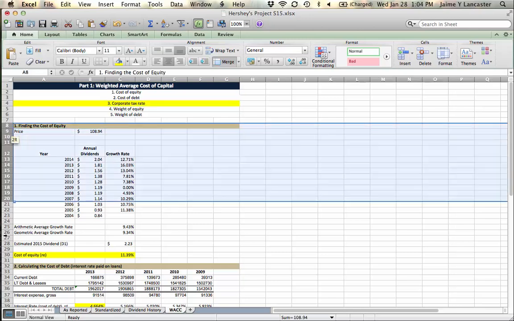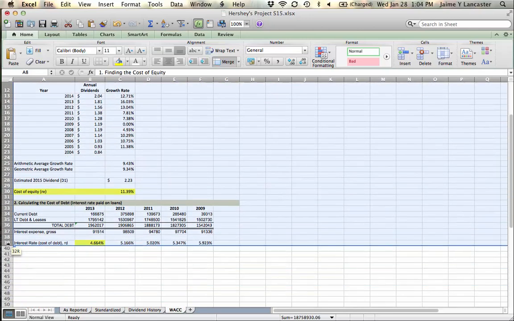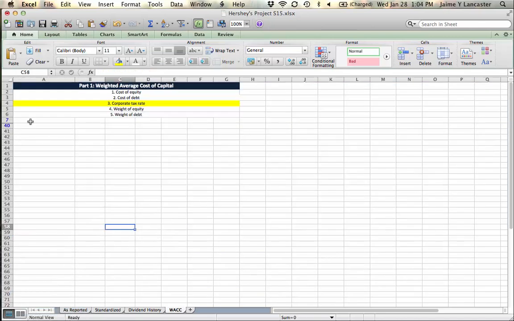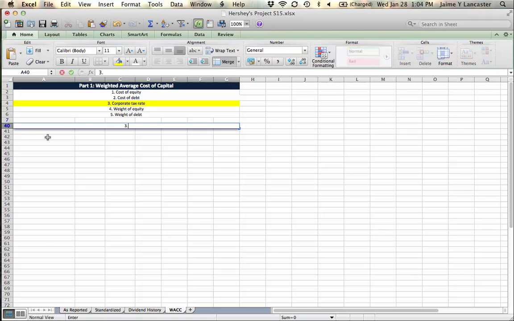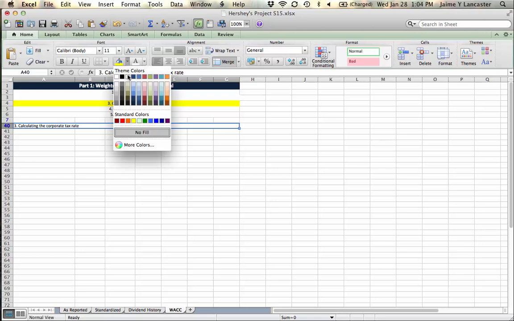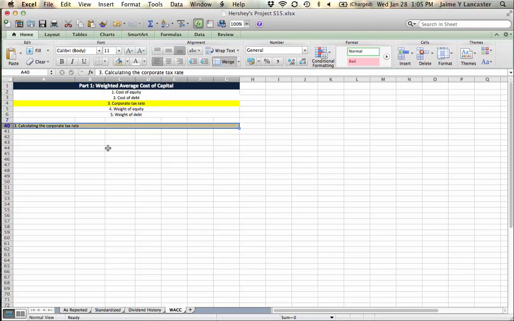I'm going to do some hiding again. Right click and go to hide. And now we will calculate the third part. Calculating the corporate tax rate. I have a theme here using this slight tan color. I'm happy with it. Here we go.